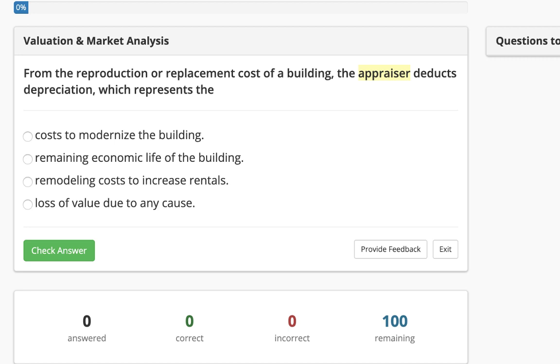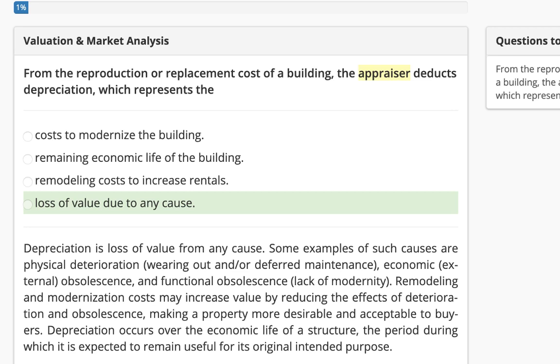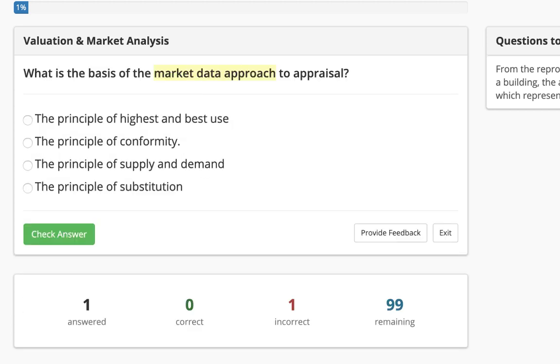Okay, so from the reproduction or replacement cost of a building, the appraiser deducts depreciation, which represents D, loss of value due to any cause. So that's what most everybody seems to answer. Depreciation is exactly that. It's a loss of value, right? Due to external factors, due to wear and tear, all of those things. Depreciation is not good.